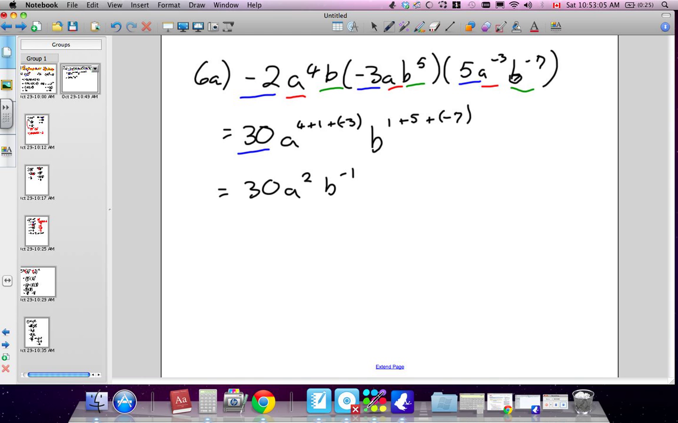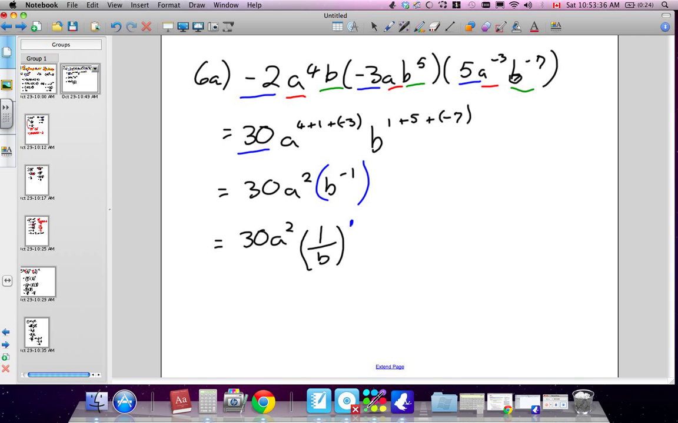Now, the final answer, they said they wanted it to be all positive exponents. So that negative 1, let's think of our rules here. We have 30a squared. If I got to turn that into a positive exponent, what would that become? Not 1b, but 1 over b. Right? Wait, why wouldn't you do it all over, under all of it? Why don't I? I'm about to. I'm going to explain it to you. So, one step at a time, that's all I'm doing.